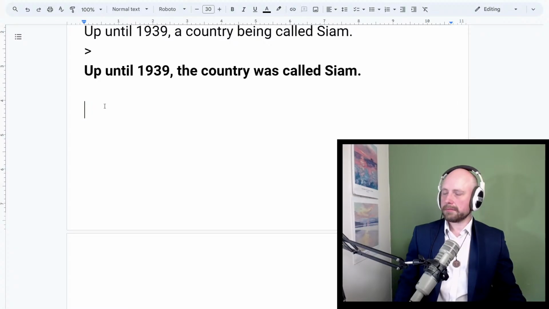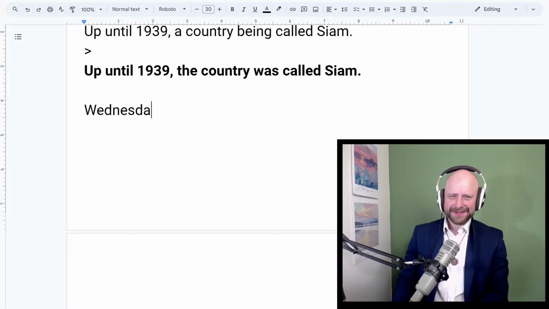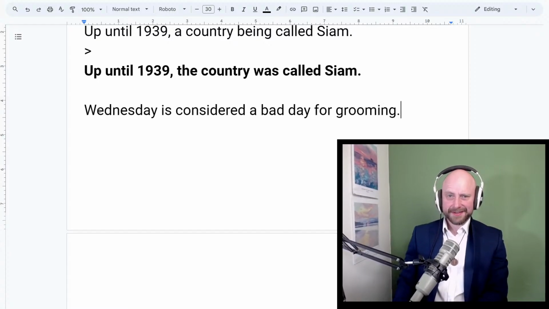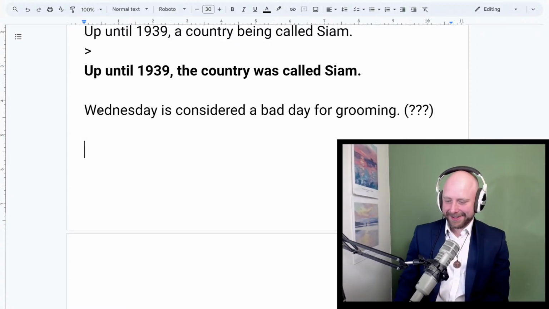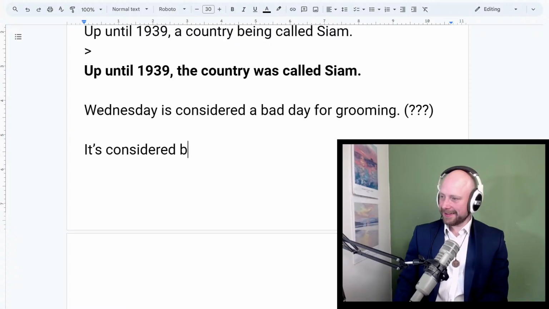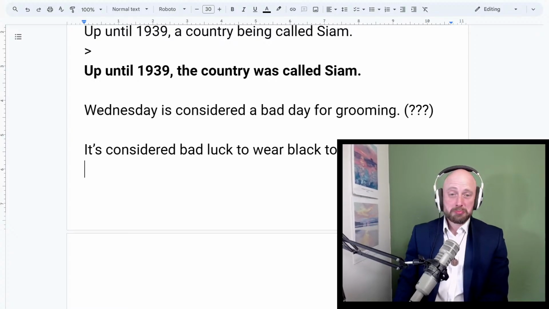Wednesday is considered to be a bad day for any grooming. It is considered bad luck not to wear black at Thai weddings. Interracial marriages with Chinese are common.